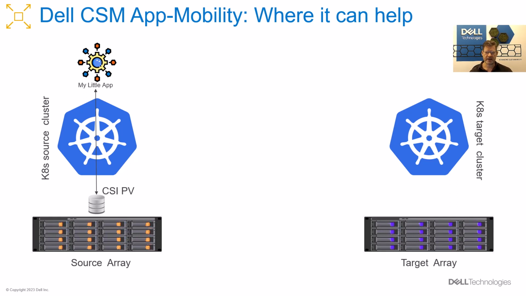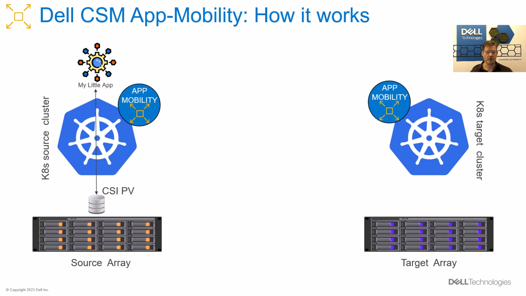So in order to do that, we first install App Mobility on both source and destination clusters. We need an S3 bucket for like a temporary storage in between, and then we can actually tell App Mobility in one single command to move the application, or clone the application rather, from the source to the destination cluster.